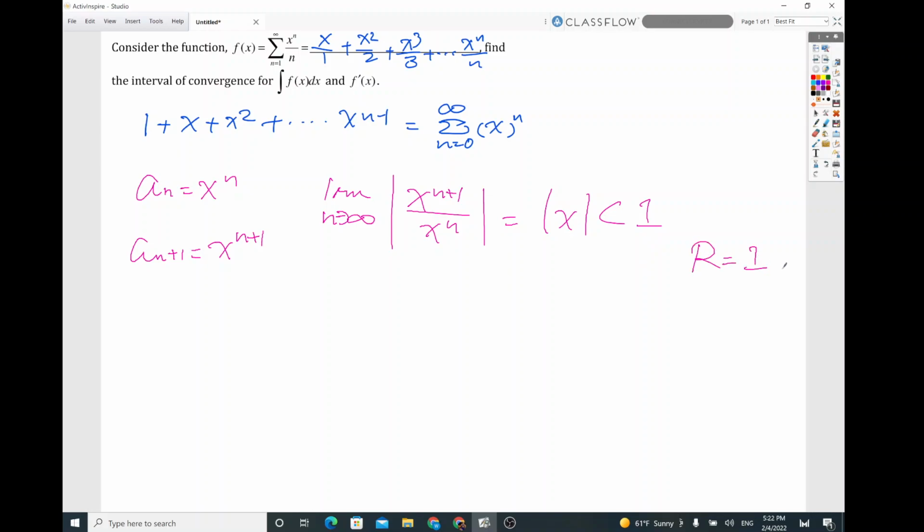And then the interval of convergence: x is less than 1, while on the negative side, x is greater than negative 1. So this is bounded from negative 1 to 1. Now again, we need to verify the endpoints. The way to verify the endpoints is to plug the numbers back into the original series, the integral series, which is this one here.